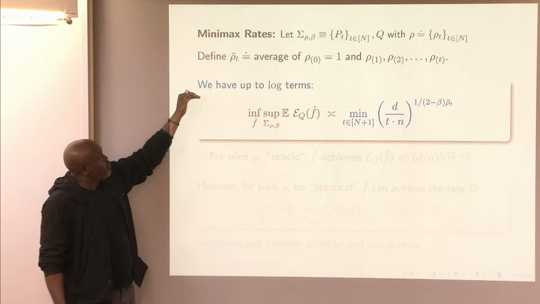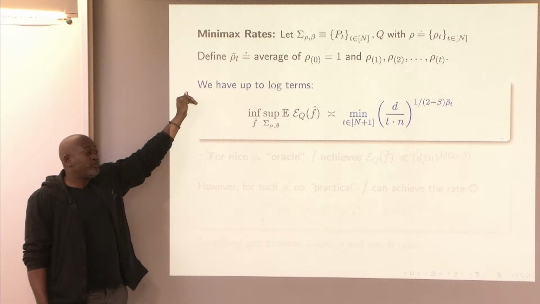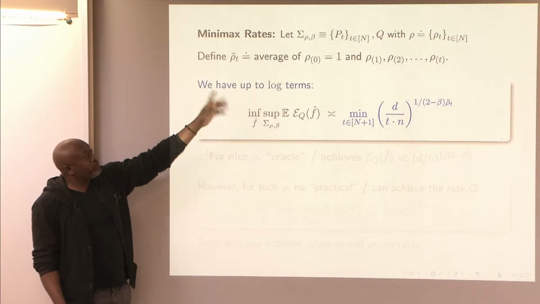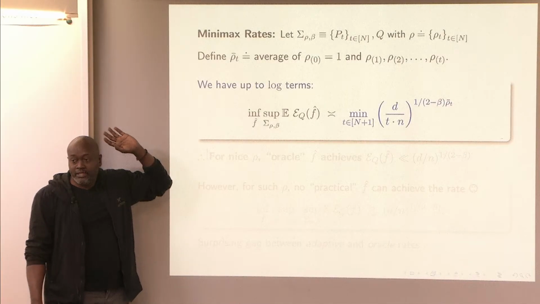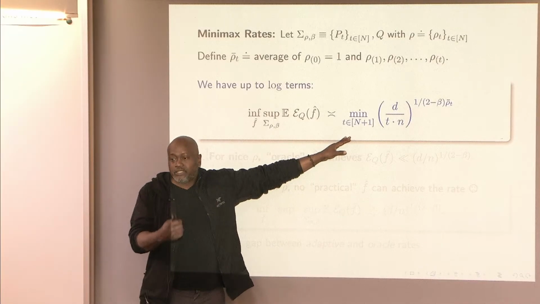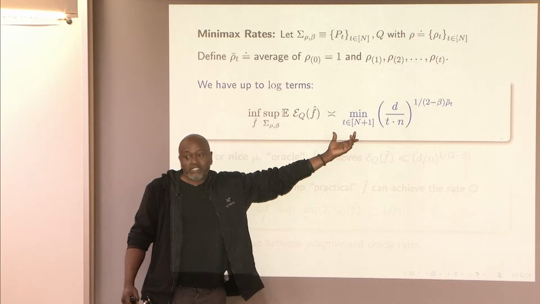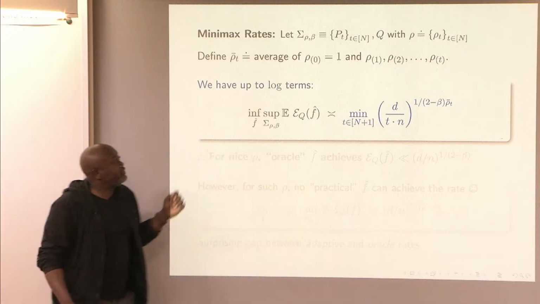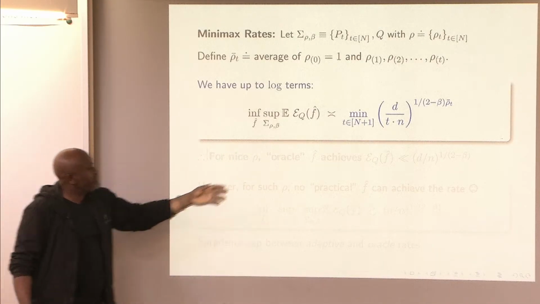It turns out, when I say minimax rate, that's the rate achievable by an oracle, an oracle that knows the rho t's. Fine? So an oracle that knows the rho t achieves a minimax rate of this form. It's not a closed form, but we can characterize the minimax rate this way. What is the characterization? By the way, this is up to log terms.